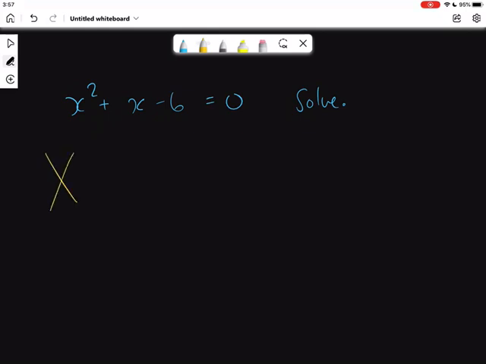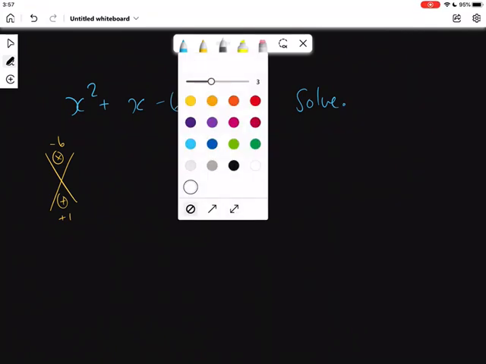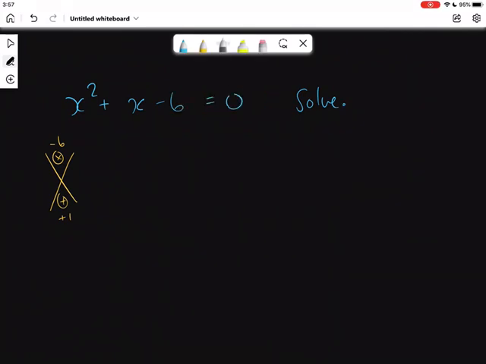You're probably going to pretty quickly tell me that I can find two numbers that multiply together to give me -6 and add together to give me +1. What are those two numbers? Those two numbers are +3 and -2. That makes more sense.